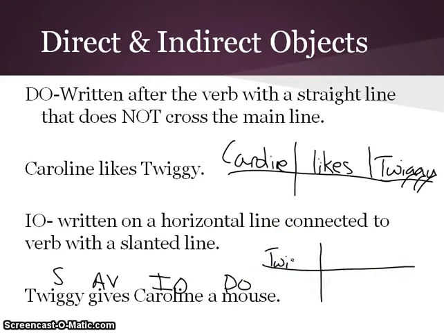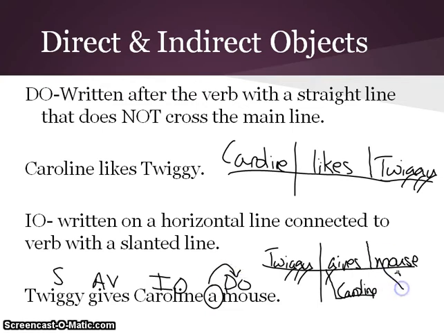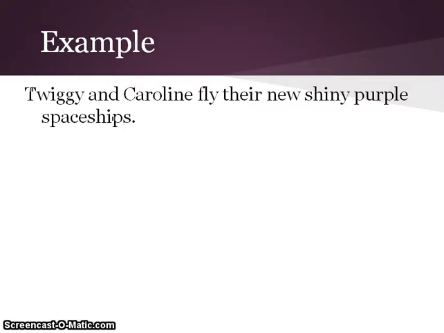Twiggy is your subject. Twiggy gives is your verb. Direct object follows the straight line that does not cross through, so mouse would go here. The indirect object is going to come on a slanted line and then be horizontal like that. So she gives Caroline. And then a is that adjective describing mouse. A goes there. So let's do a few examples together.